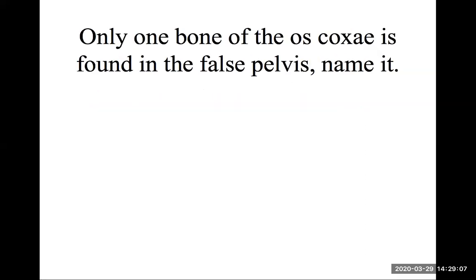Only one bone of the os coxa is found in the false pelvis. Name it. So if you think about, I mentioned this name briefly when we were talking about the flared shape of the female pelvis. Okay, and this is a bone called the ilium, and this will make more sense to you after you study the os coxa.